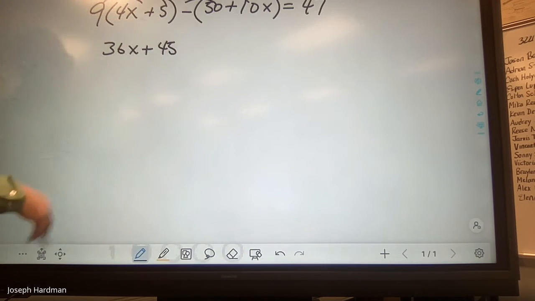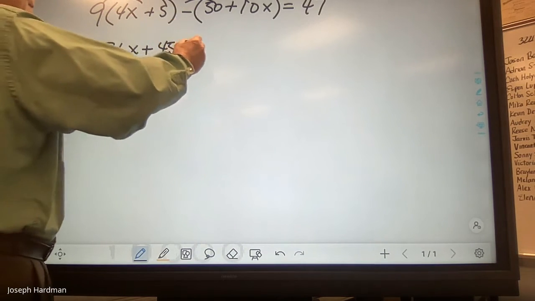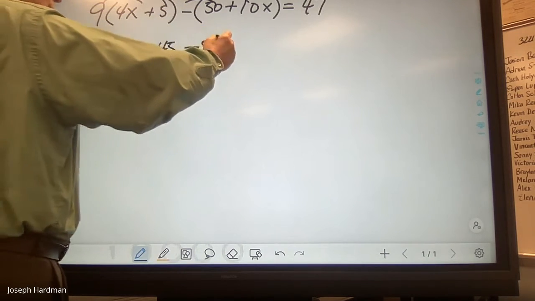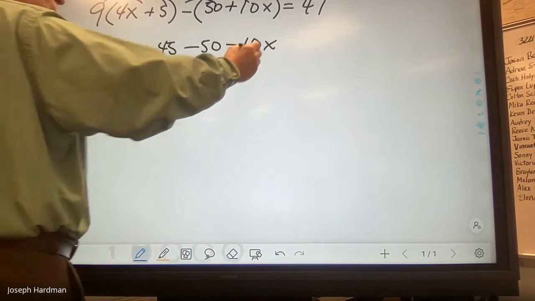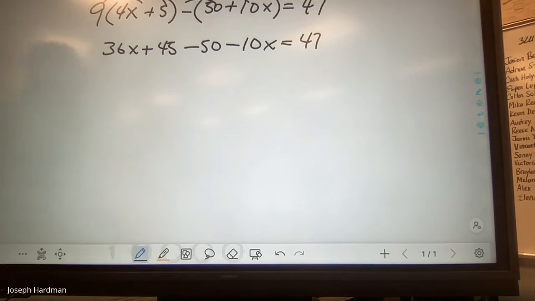Now I'm going to shoot the negative through. So whatever I see, I write the opposite. So that's negative 50, because that's the opposite of that positive 50 right there, and a negative 10x. And that all equals 47. So that's the first step: distribute.